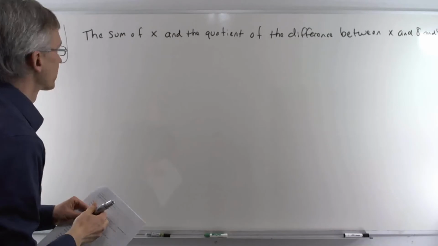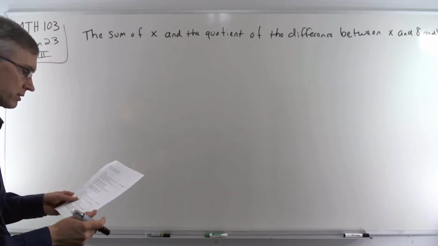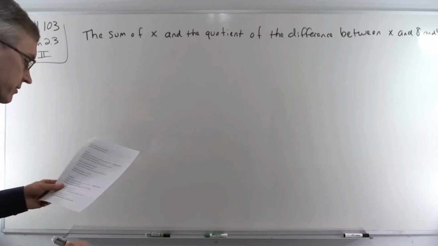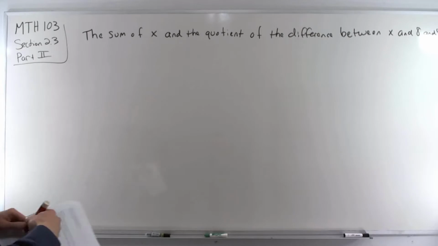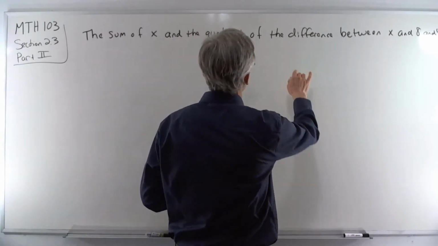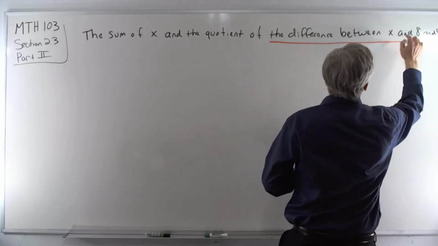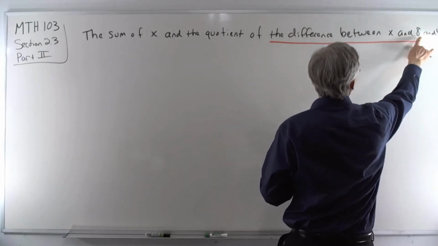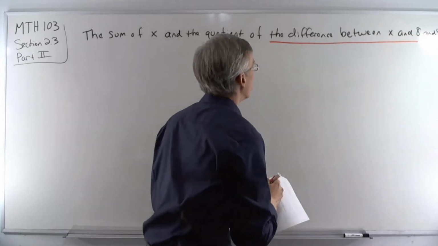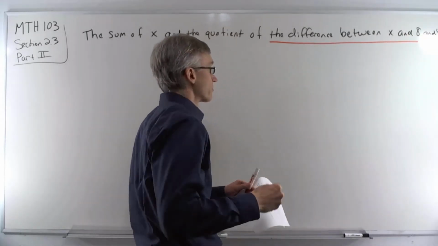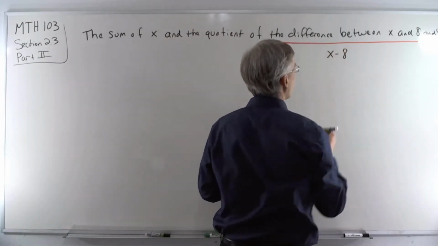So we've got the sum of x and the quotient and the difference between x and 8 and 4. So this one gets a little tricky down in the end when you get all those ands. But we're going to simplify it by finding the simple expression. So here's our operation, the difference between x and 8. Now once we get to our second number or variable, then we stop. Forget about the and 4. We only want 2 of them. Difference is subtraction. So this is x minus 8.